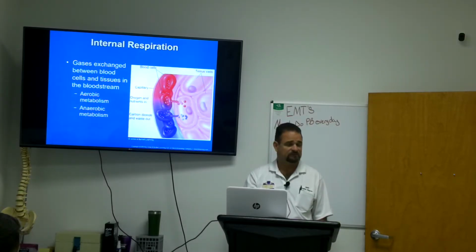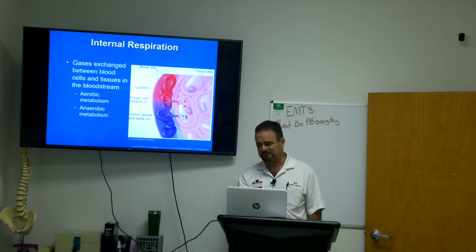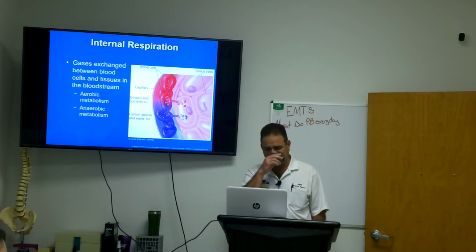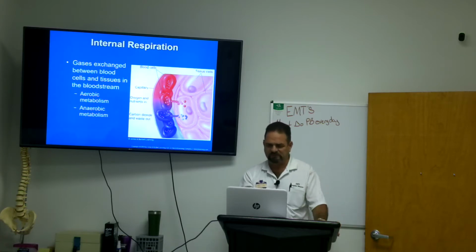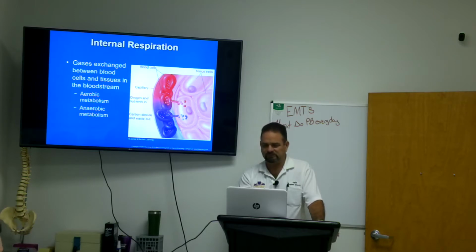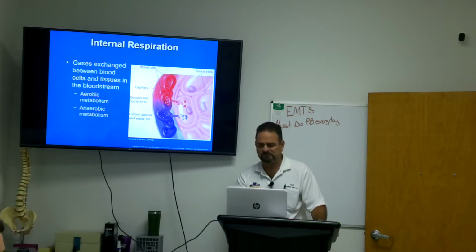Alright, now we go to cellular respiration, otherwise known as internal respiration. Gases are exchanged between blood cells and tissues within the bloodstream. In the presence of oxygen, the mitochondria of the cells convert glucose into energy through aerobic metabolism. Aerobic metabolism, as we spoke about earlier in the chapter, is metabolism that requires oxygen to make it happen. Without adequate oxygen, the cells do not completely convert glucose into energy, and lactic acid and other toxins build up within the cell.